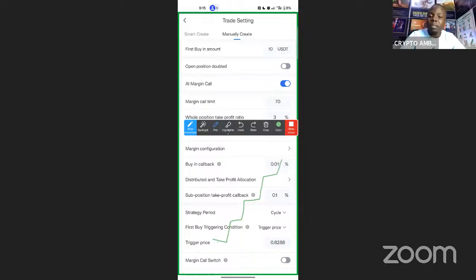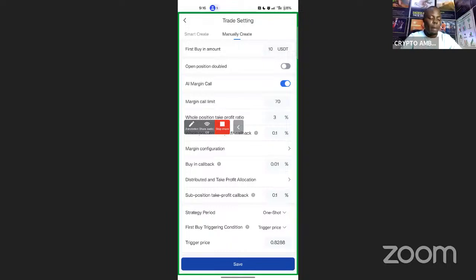The only challenge with cycle, you need to be keen which coin you put in a cycle, because when the market starts now dropping, it will just continue buying, and you may find yourself stuck in a trade for a very long period of time. That's why we choose on cycle. But now, even if you choose on cycle, Royalq has added in some new parameters. You can now put the preset price here.